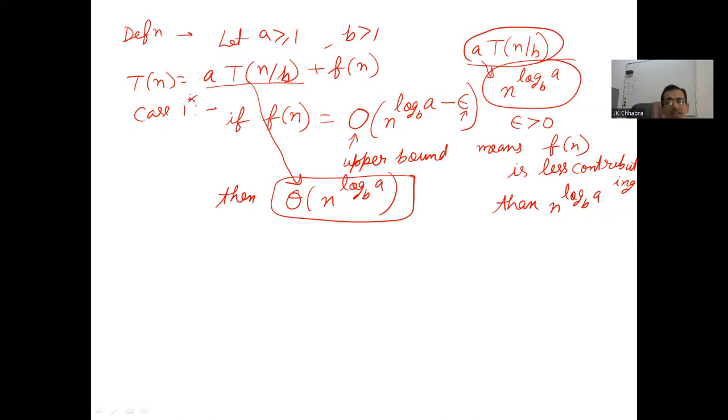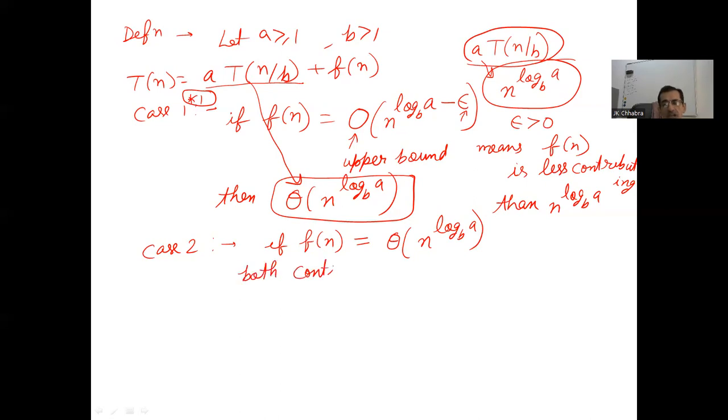Of course, I will say some conditions apply. So I will define what the rules and conditions are. Then comes case 2. Case 2 says if Fn is also equal, that means exact bound by n power log b a, then both are equal, both contribute, and that will mean that my time complexity will be n power log b a into log of n.